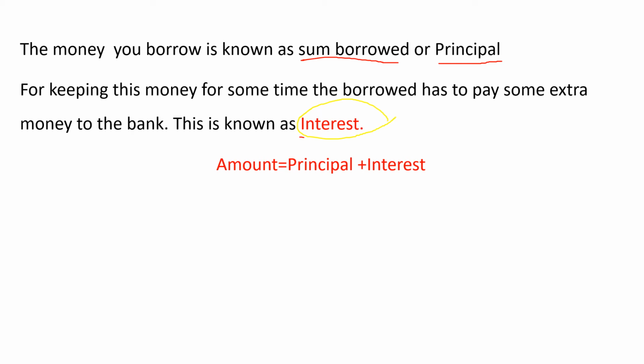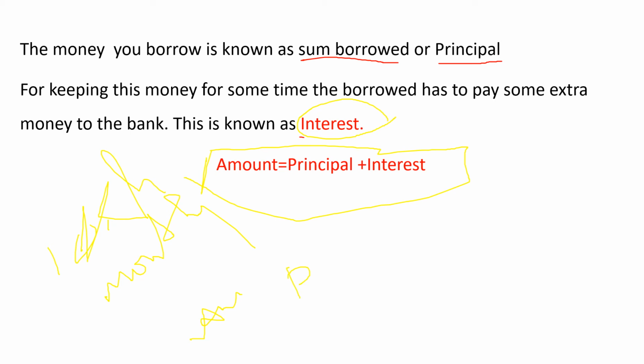So what is the total amount? If they are giving the principal amount and interest in the question, how will you find the amount? Principal plus interest is the total amount. For example, you are borrowing 1 lakh rupees, but monthly you will be paying some amount. So the total amount you have given to the bank is the principal amount, that is 1 lakh rupees, plus the interest amount you are paying monthly. That will be the total amount, right?